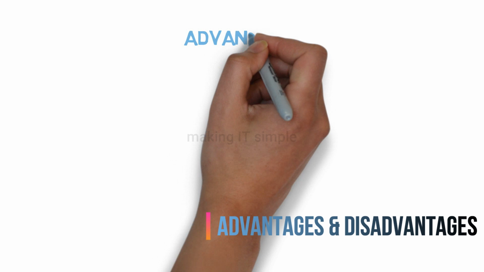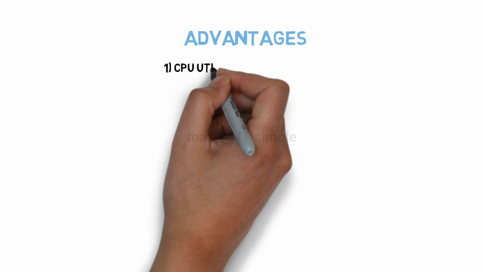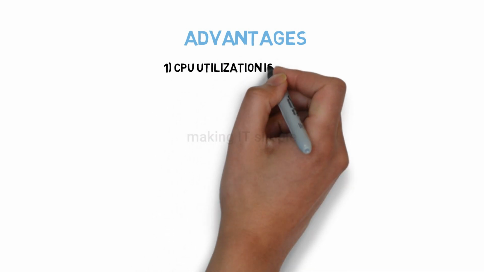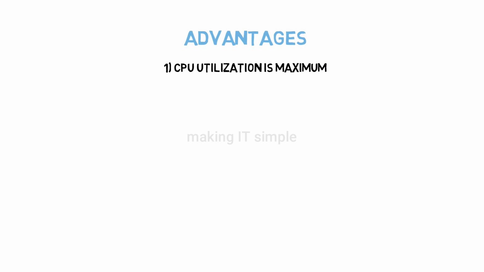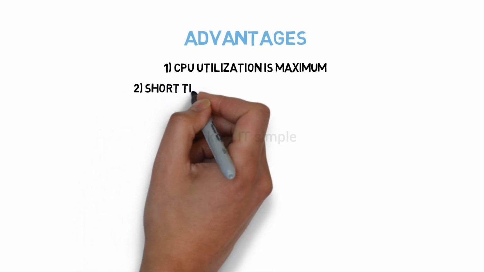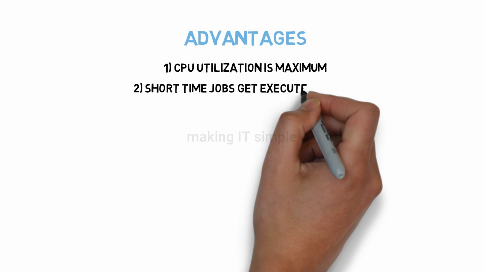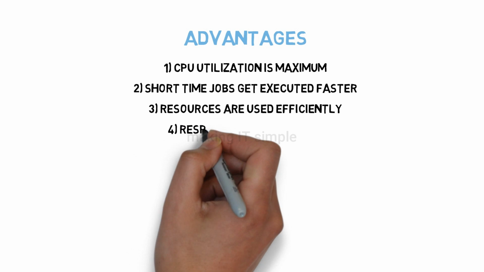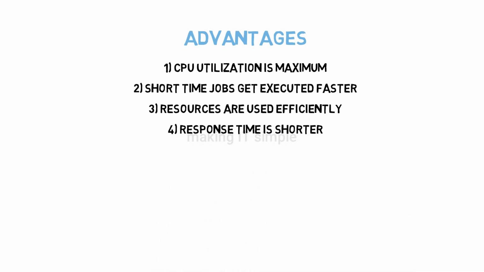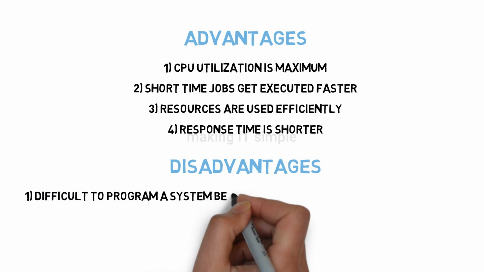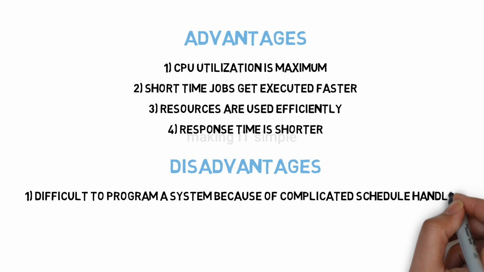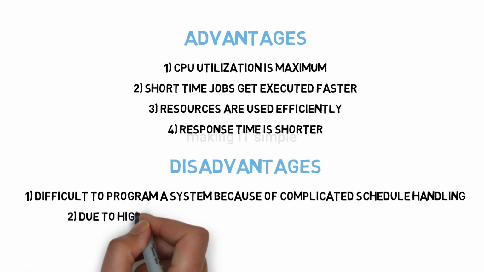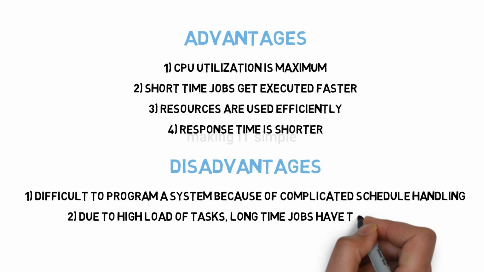Let's see the advantages and disadvantages of multiprogramming operating system. Advantages are as following. First is CPU utilization is maximum and CPU never remains idle. Second is short time jobs are executed faster. Third is resources are used efficiently. Fourth is response time is shorter. Disadvantages are following. First is it is difficult to program a system because of complicated schedule handling. Second is due to high load of tasks, long time jobs have to wait long.